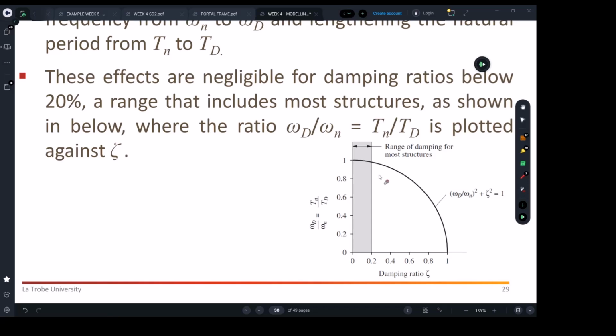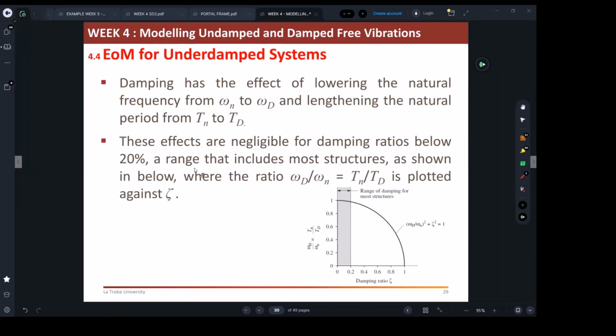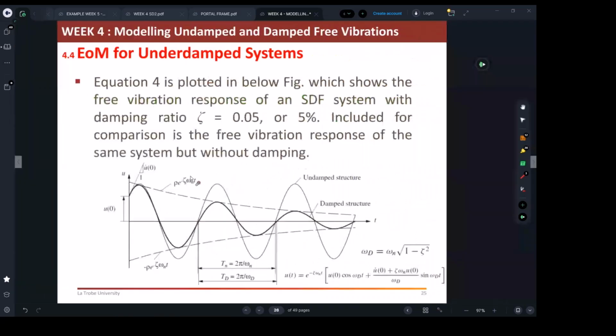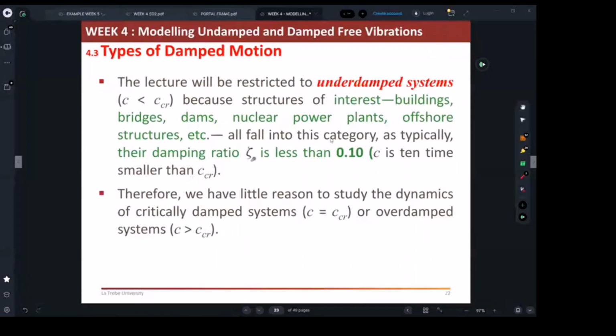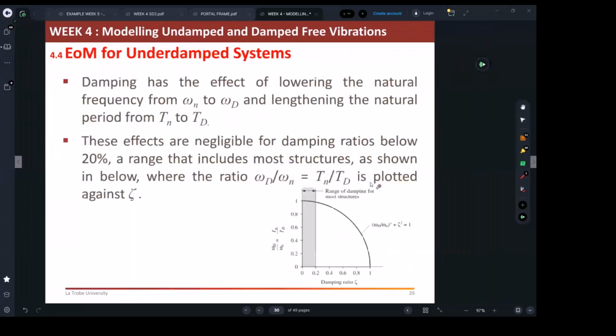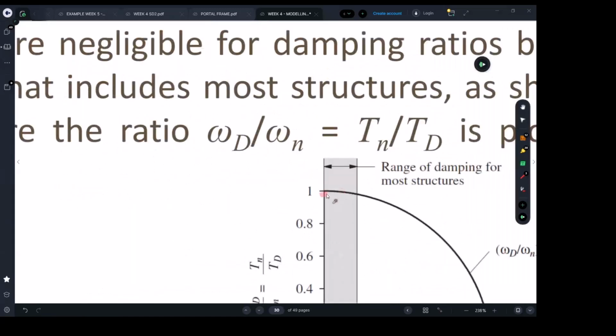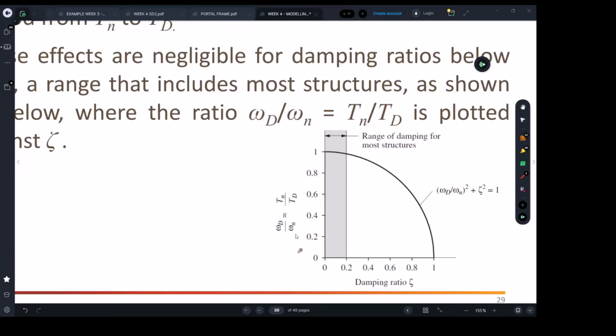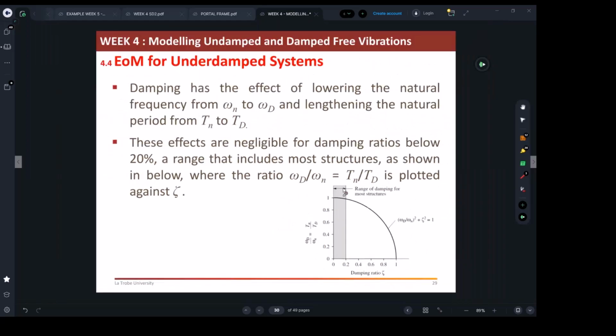So as we said even in some of the notes before, usually for buildings it is less than 10%. So where do we sit in this graph? We sit somewhere here. That really gives civil structure engineers a good message: don't worry about the differences between damped or not damped frequencies, or damped or not damped time periods, which is good news, folks. That's basically what we can learn from this exercise.